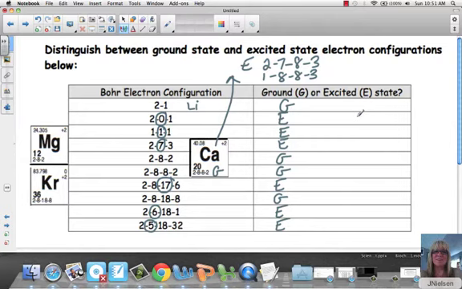One thing that's very important between the ground and the excited state is that the number of electrons must remain the same. So for example, here I've got 20 electrons. In this example, I've got 20 electrons. So both have 20 electrons. You're not gaining or losing electrons here. You're just moving where they are.